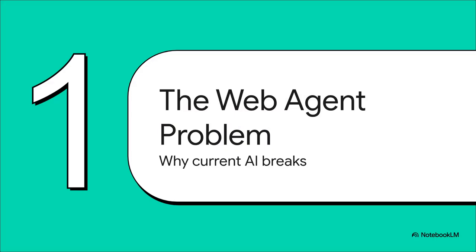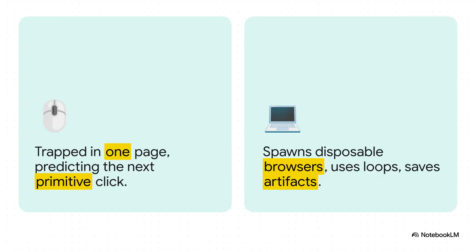All right, let's jump right into Section 1, the web agent problem, and why our current AI tends to break. To really get why this new approach is such a big deal, we have to understand exactly why our current AI web assistants break down so often on complex tasks. You see, traditional web agents are incredibly fragile. They basically keep one single browser session alive and try to guess the very next primitive action, like a single click, a keystroke, or a scroll. They are completely trapped in a single stateful page. If that page reloads unexpectedly, boom, the agent breaks.